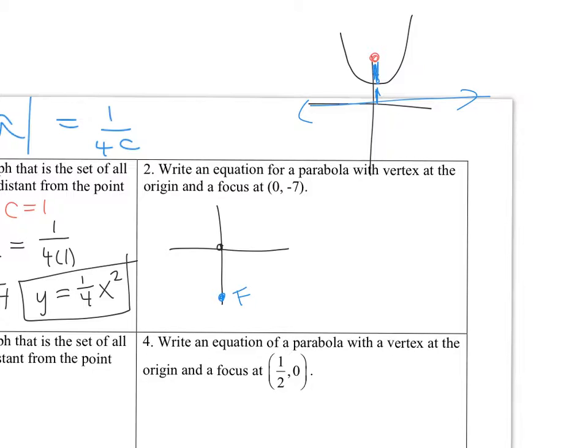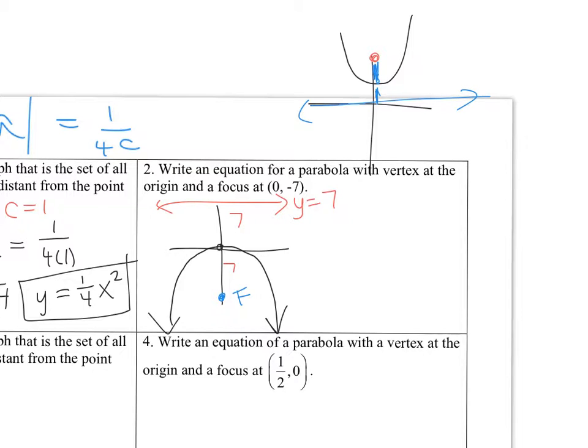So here's the focus. Remember that the vertex is at the origin. Remember that the focus is inside of the parabola, so this one has to open down. So my directrix is going to be up here at, if this distance is 7 and this distance has to be 7, y equals 7.